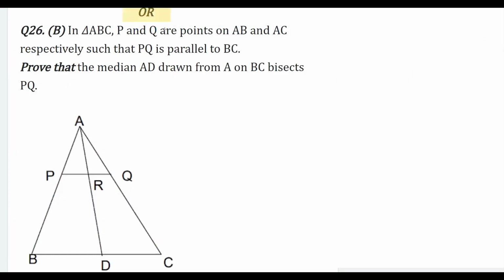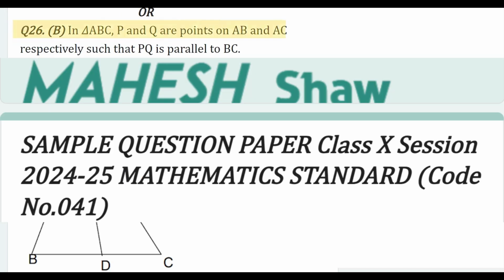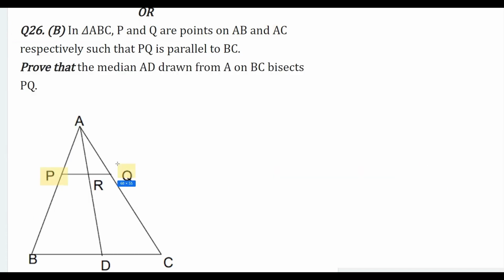Now we are on the OR part of this question number 26. It says that ABC is a triangle where P and Q are any points on sides AB and AC respectively, such that PQ is parallel to BC. That means this line PQ is given parallel to BC. We are given these two lines as parallel, so just keep in mind.